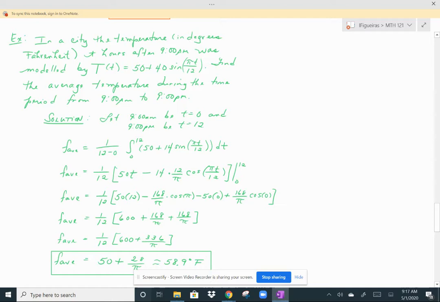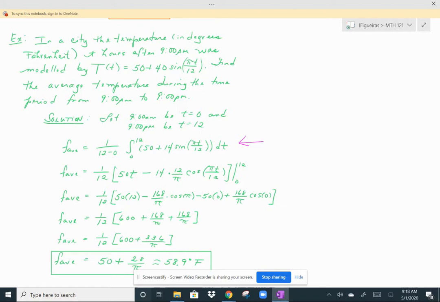So you wouldn't want to use 9 and 9 as your limits. That wouldn't make sense. So we're going to let 9 a.m., the initial time, be time t equals 0, and 9 p.m., 12 hours later, be time t equal to 12. So those will be the limits for your average value. So if we apply that to our average value definition, I have 1 over 12 minus 0 times the integral from 0 to 12 of 50 plus 14 sine of pi t over 12 dt.